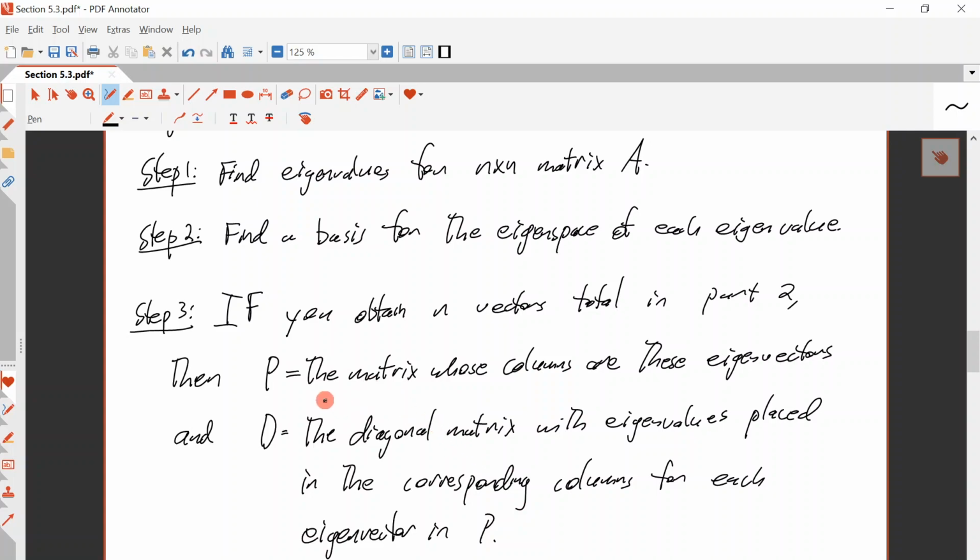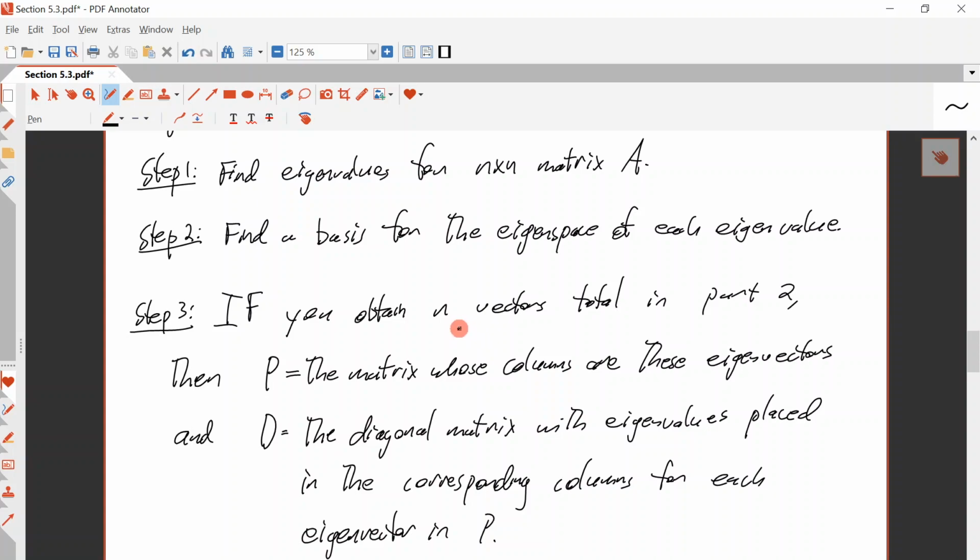Right, so if the first column in P has eigenvalue 2, then the first column of D should have 2 on its diagonal. If the second column in P has eigenvalue 3, then the second column in D should have the 3 in it.